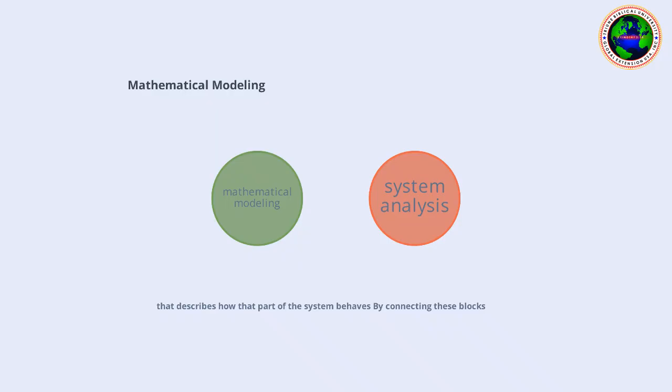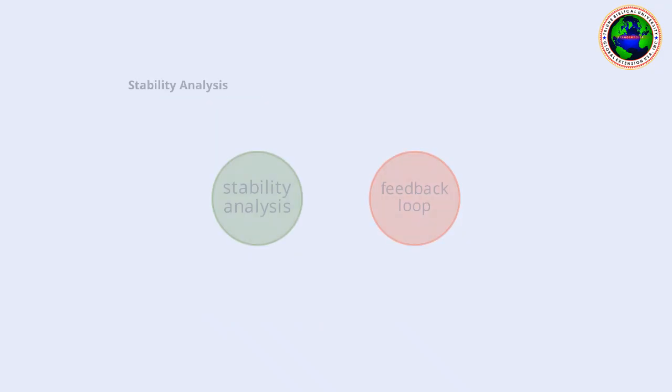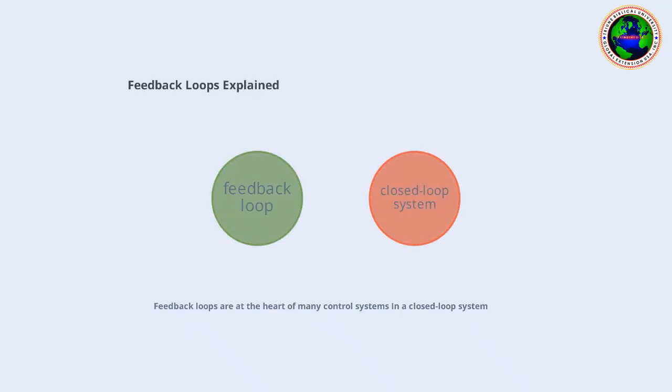By connecting these blocks, engineers can build a complete mathematical model of the system, making it possible to predict performance, optimize design, and ensure reliability. One of the most important uses of block diagrams is in stability analysis. By representing the system's feedback loops and components, engineers can study how the system responds to changes or disturbances. This helps in identifying potential issues before they arise and ensures that the system will remain stable under different operating conditions.